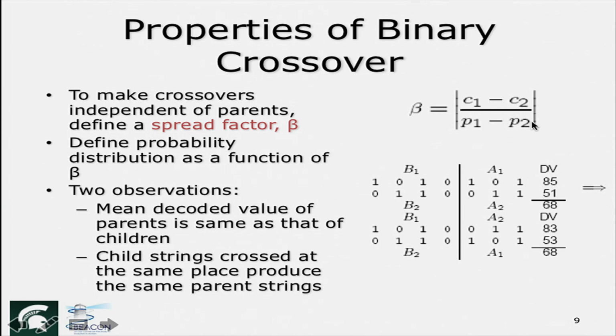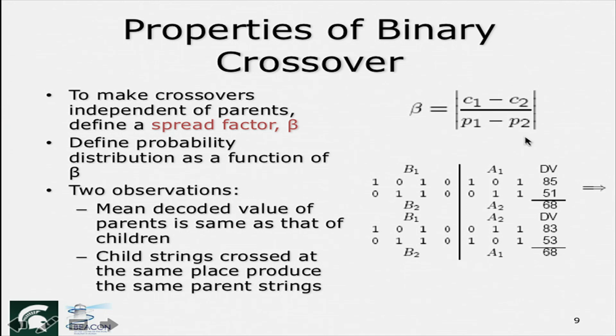It's an absolute value, so it cannot be negative. Okay? The difference between the two children that you have created divided by the difference between the two parents that you have. And the property that P1 plus P2 is equal to C1 plus C2, that comes from this observation here.